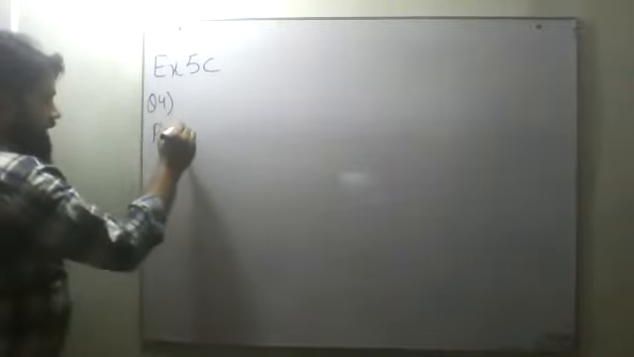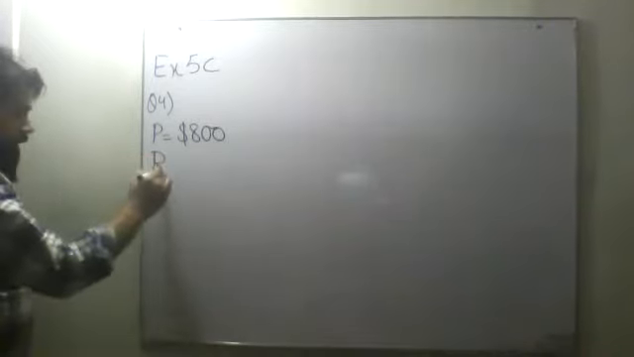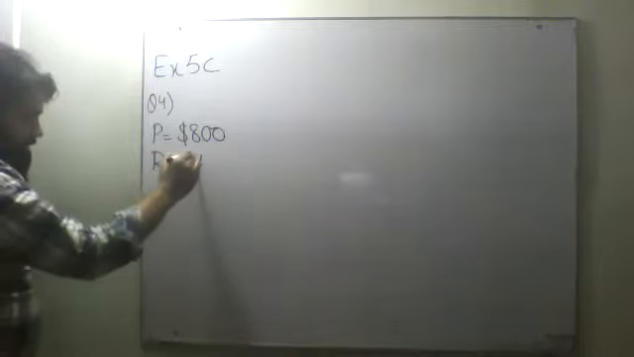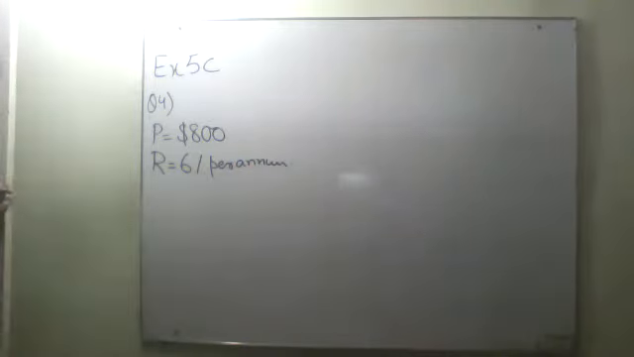Now in question number 4, they are saying Nora has invested $800 in a bank which pays simple interest at a rate of 6% per annum. Rate is 6% per annum. That's the first thing they have told us.